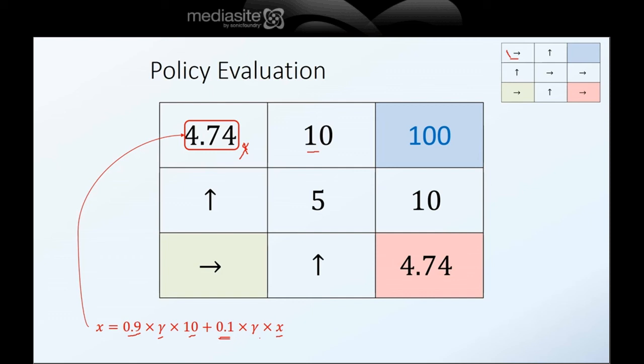So we solve this equation. X, the value of this state, is 0.9 plus 0.9 times gamma times 10 plus 0.1 times gamma times x. And noting that the value of gamma is half, we obtain 4.74 for this state. So the value of this state is 4.74. Likewise, the value of this state is 4.74.